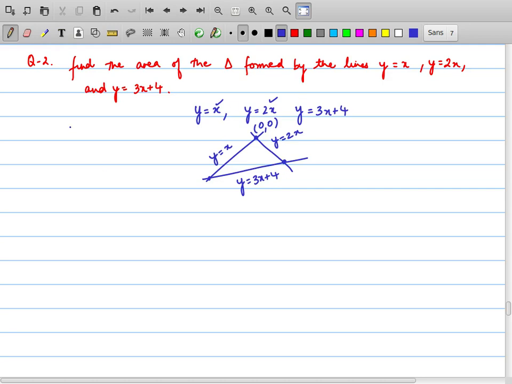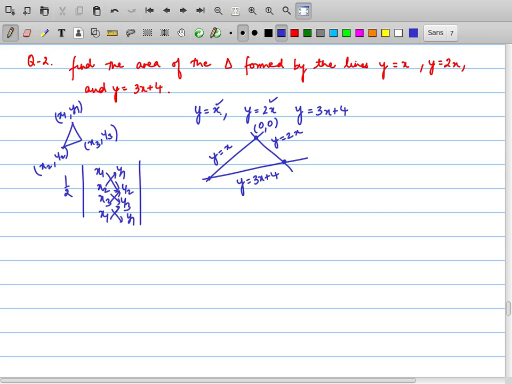Now we know if the vertices of the triangle are known to us, x1 y1, x2 y2, x3 y3, we can find the area using the formula: x1 y1, x2 y2, x3 y3, x1 y1, and we multiply like this and add them and we get the area. So therefore we need the vertices of this triangle. One of the vertices we know now. For the other two vertices we will solve these equations simultaneously.